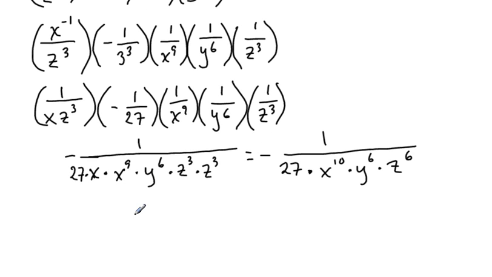So our final answer will be negative 1 over 27 x to the 10th, y to the 6th, z to the 6th.